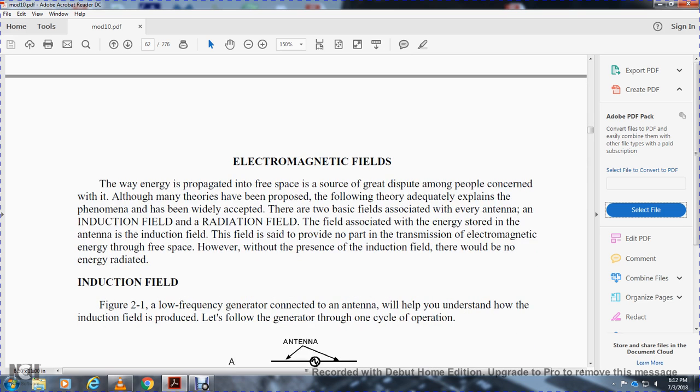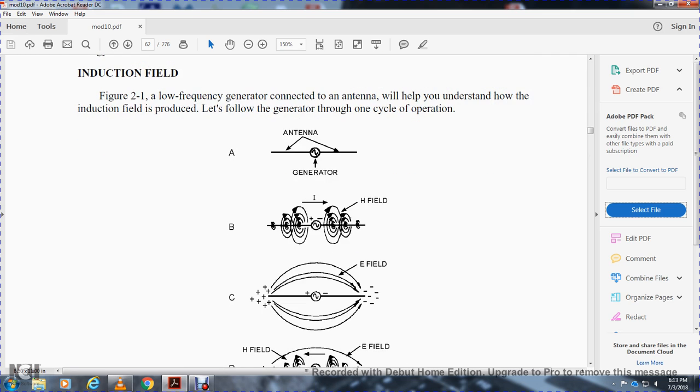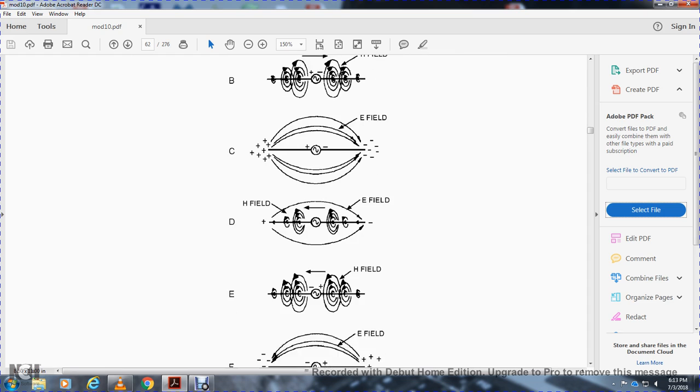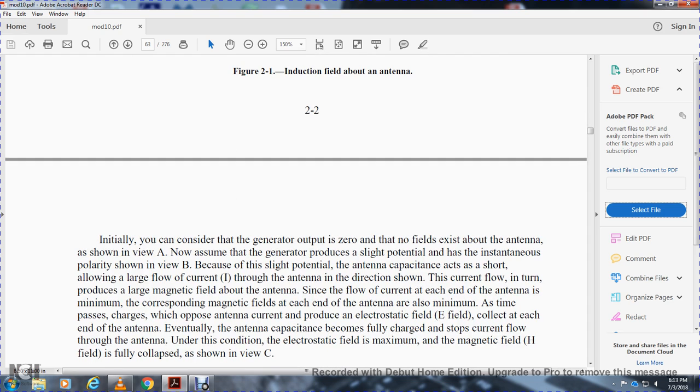Induction field. Figure 3-2-1, a low-frequency generator connected to an antenna, will help you understand how the induction field is produced. Let's follow the generator through one cycle of operation. Initially, consider the generator output at zero, with no field about the antenna, as shown at UA.